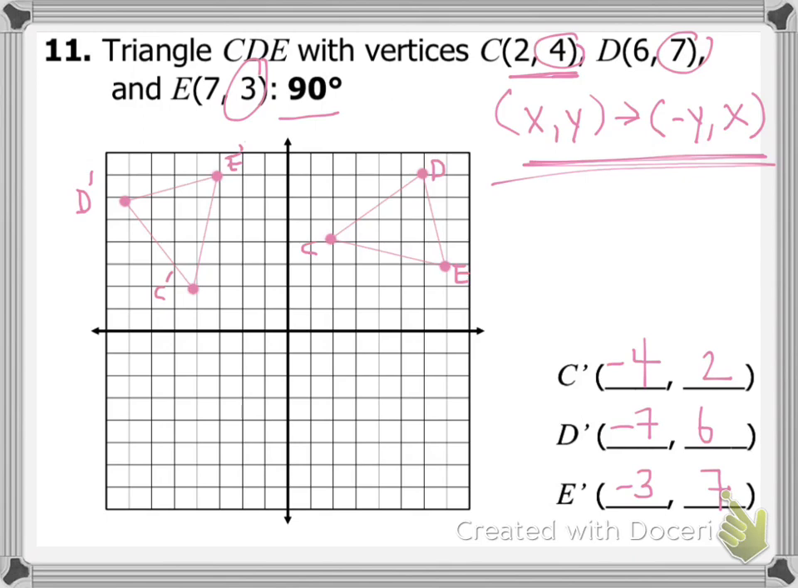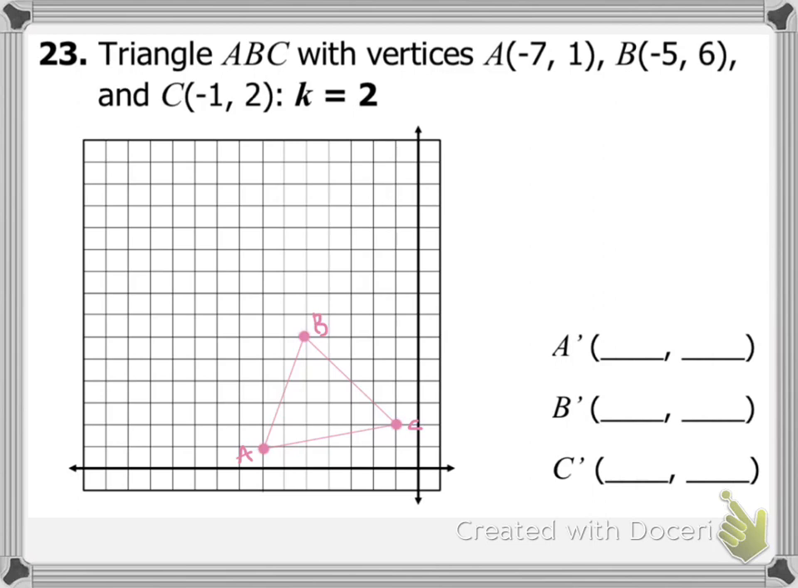Okay, so now we're going to talk about dilations here. So dilations mean where you're going to increase or decrease by a factor. So here I'm going to dilate it with a factor of k equals 2. So that means each one I'm going to multiply by 2. So -7 times 2, that's going to be -14. 1 times 2, so it's going to be a 2. -5 times 2, so it's going to be -10. 6 times 2, which is a 12. -1 times 2, which is a -2, and 2 times 2, which is a 4.